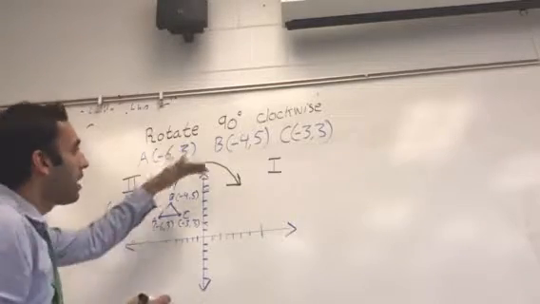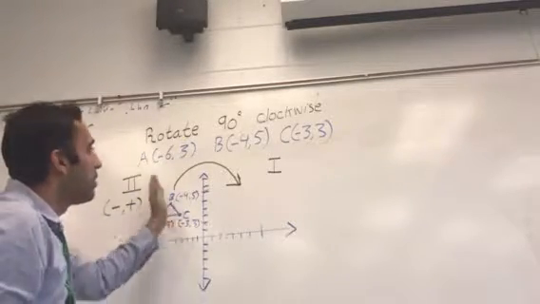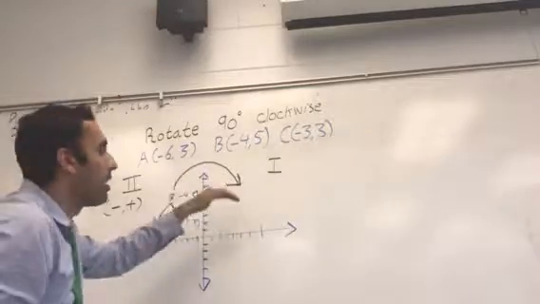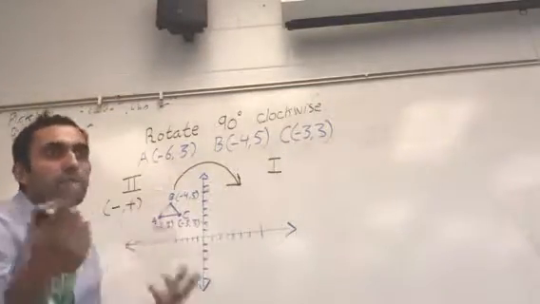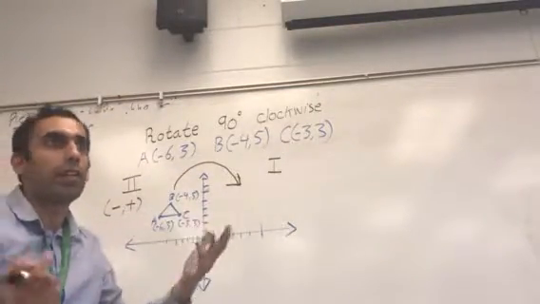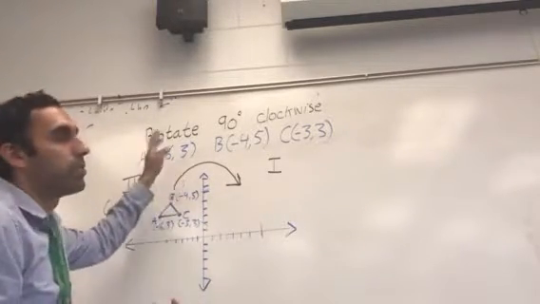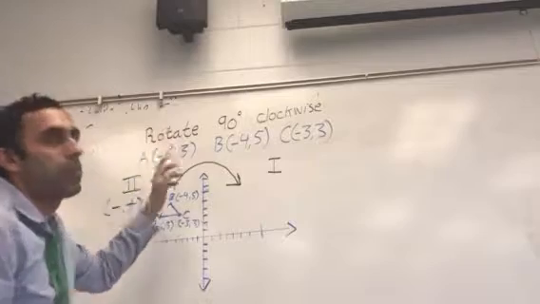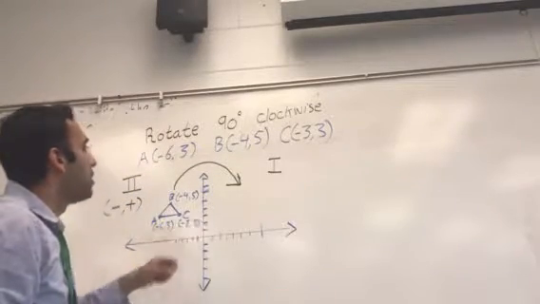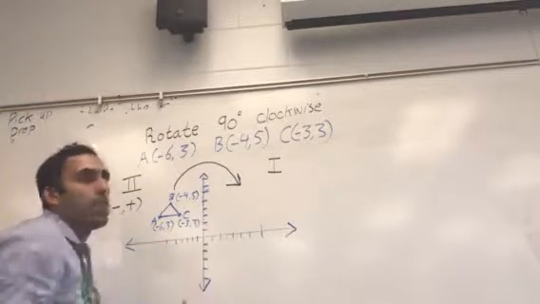So if you're rotating 90 degrees, you are going to, of course, land in quadrant 1. You should know that even before you start the problem. So you're rotating 90 degrees clockwise about the origin, so you're going to land in quadrant 1.